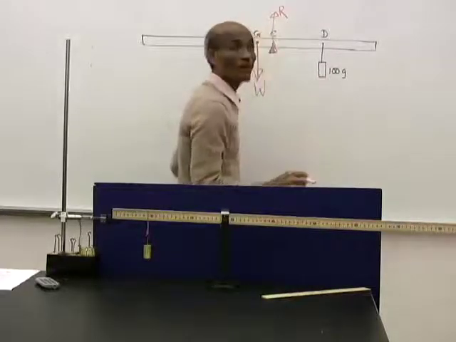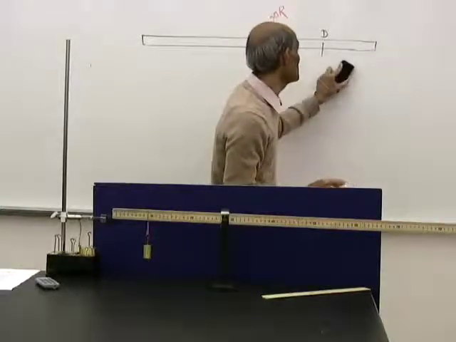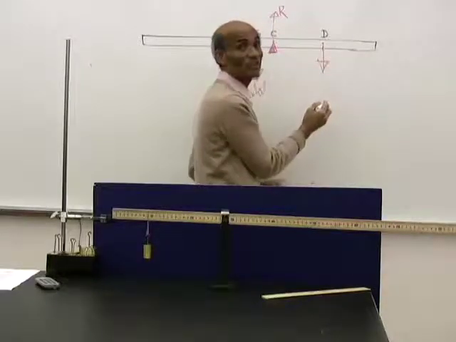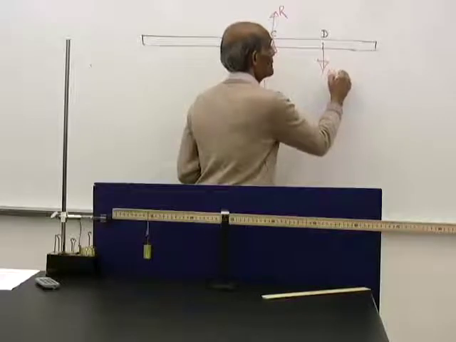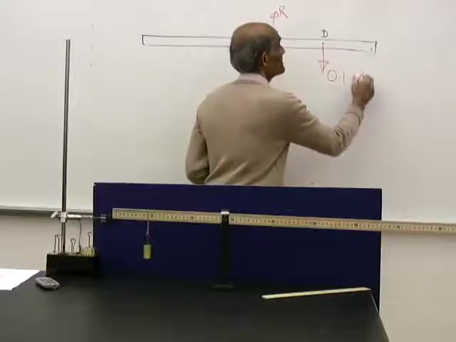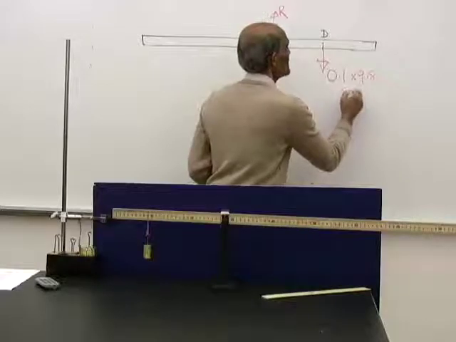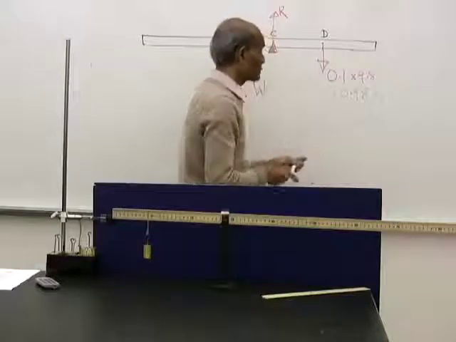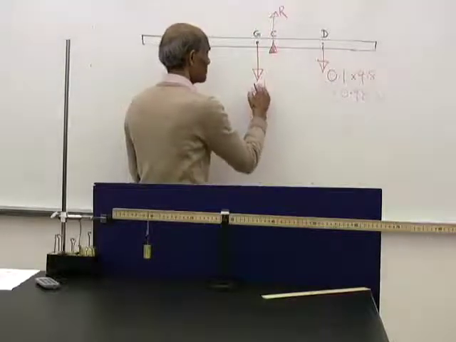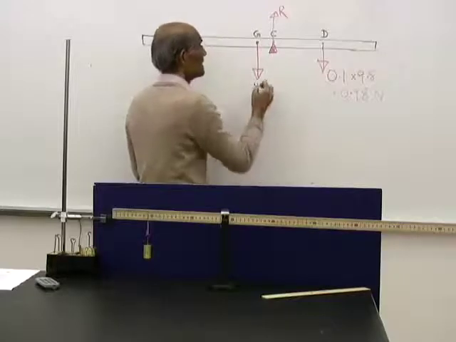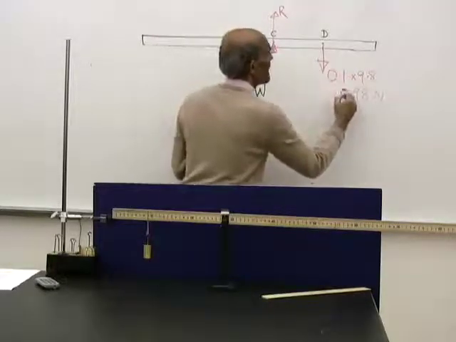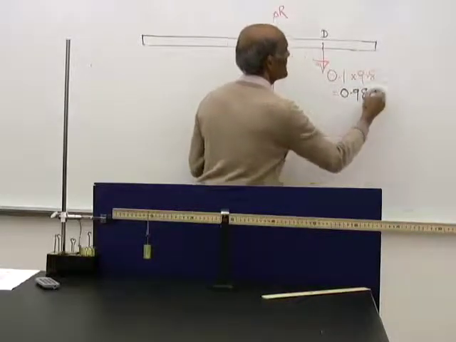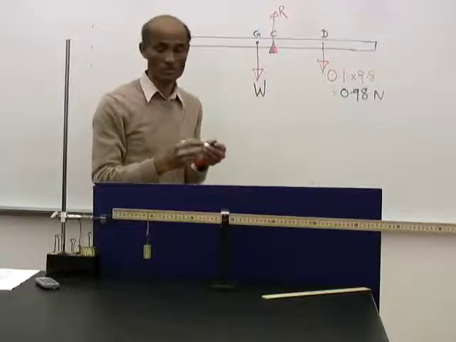What is the weight of 100 gram? I'm going to remove this and draw the force vector. The force vector there is the weight of the 100 gram. 100 gram is 0.1 kilogram times 9.8. That is 0.98 Newton. So, the 3 forces are the weight of the ruler, the reaction force, and the weight of the 100 gram, that is 0.98 Newton.